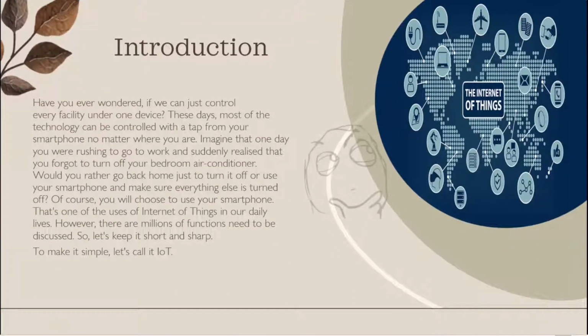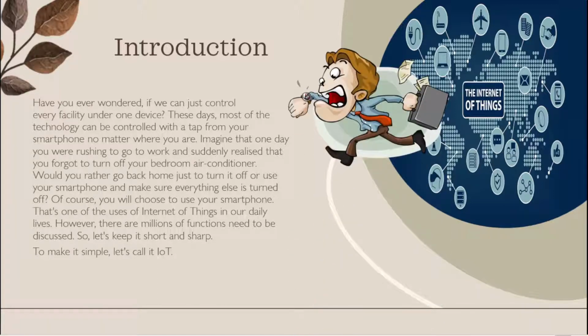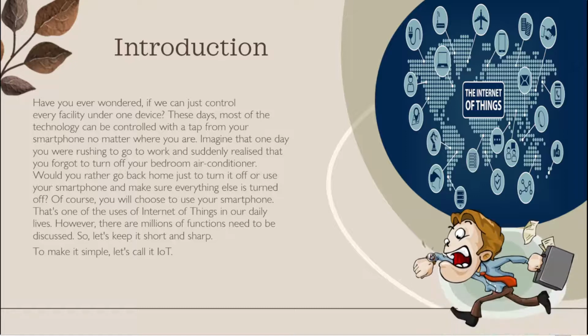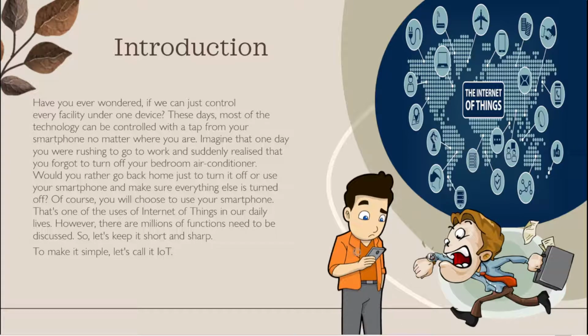Have you ever wondered if we can just control every facility under one device? Most of the technology can be controlled with an app from your smartphone, no matter where you are. Imagine that one day you were rushing to go to work and suddenly realized that you forgot to turn off your bedroom air conditioner. Would you rather go back home just to turn it off, or use your smartphone and make sure everything else is turned off? Of course, you will choose to use your smartphone.